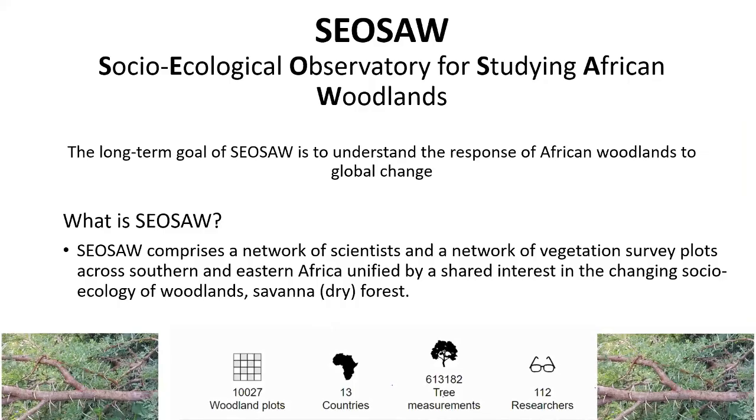EFTEON aims to quantify changes using long-term monitoring tools within an instrumented landscape. The tool that we implemented has been implemented in 3 landscapes right now, which is the Kimberley landscape, the Northern Drakensberg landscape, and the Maputaland coastal landscape. It is called SEOSAW, the Socio-Ecological Observatory for Southern African Woodlands. SEOSAW has a long-term goal to understand the response of African woodlands to global change, and it's comprised of a network of scientists that have contributed their work towards SEOSAW and have a large network of vegetation plots across southern and eastern Africa, unified by a shared interest in the changing social ecology of African woodlands, savannas, or dry forests.